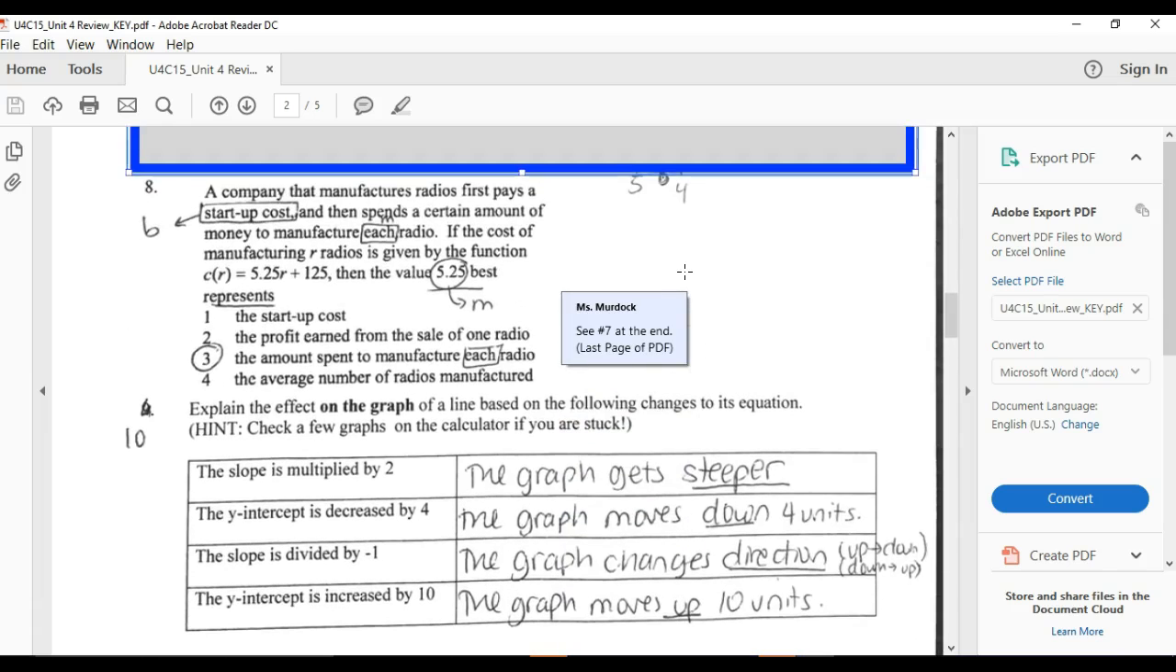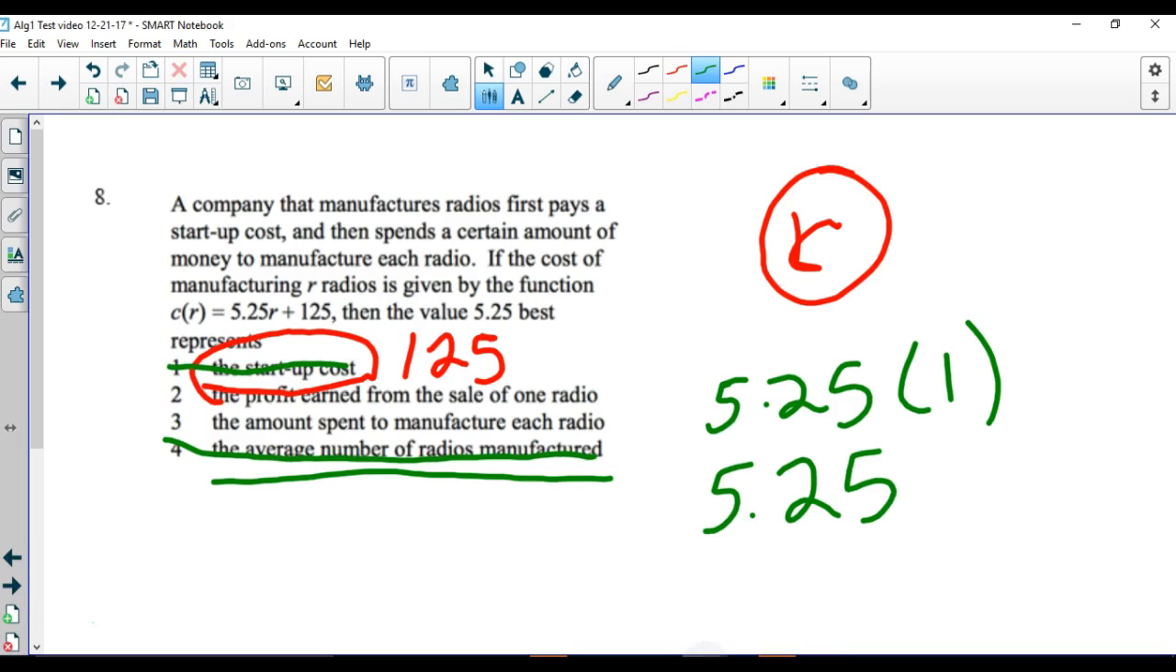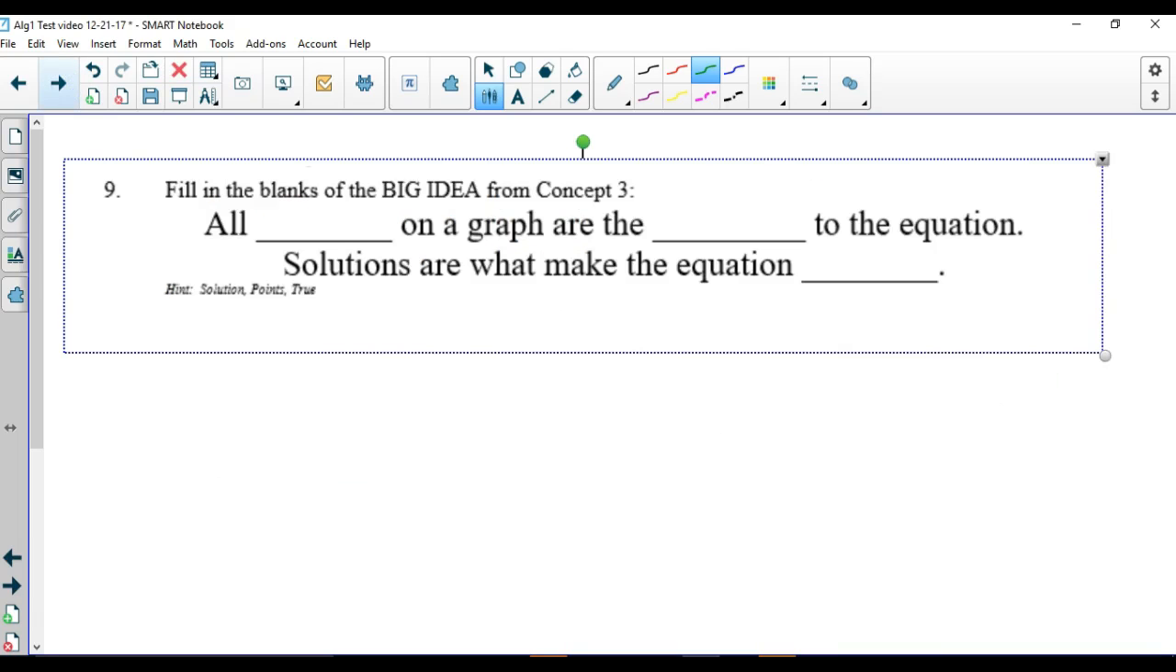So, in this case, we know that each radio is the amount spent, okay? So, just to be clear, it is the amount spent to manufacture each radio. So, we know one radio costs $5.25, okay? The reason it wasn't this question, it says the profit earned. So, one radio is $5.25, but we forget that you're also paying $1.25. So, technically speaking, it is $5.25 plus $1.25. So just be careful. This was a tricky question because if you didn't really look at the question, this is what took place. Okay.